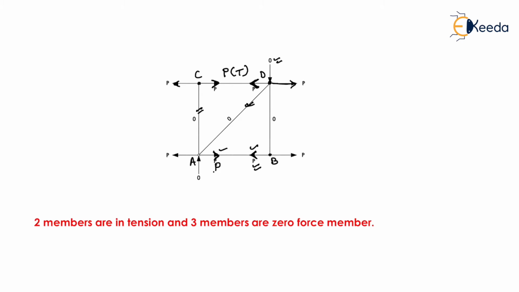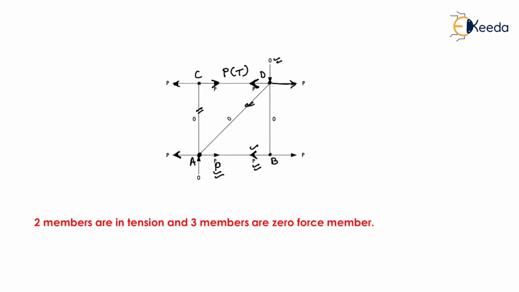Because of this P force, joint A tries to move in the rightward direction. To make this joint in equilibrium, we need to create a leftward force of magnitude P. Due to this leftward force, the joint becomes stable, and due to the stability of this joint, we have determined all the forces in each member of the truss.